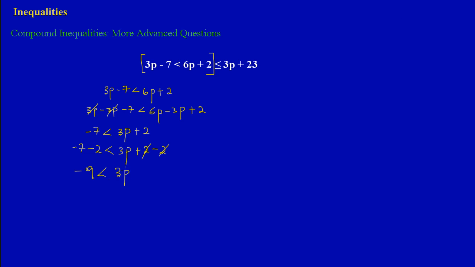Now I need my p alone. So 3 is multiplying p. I must now divide through to isolate the p on the right hand side of my inequality. So we're dividing through by 3. 3 will cancel 3, and 3 into itself goes one time, and 3 into negative 9, I would get a negative 3. So my solution set here is negative 3 is less than p. So that's one side we have worked.